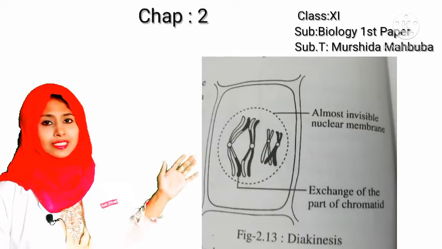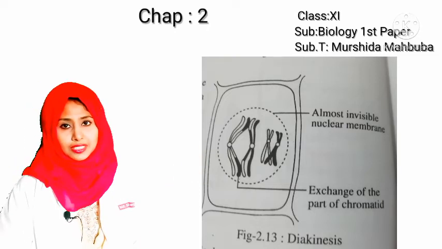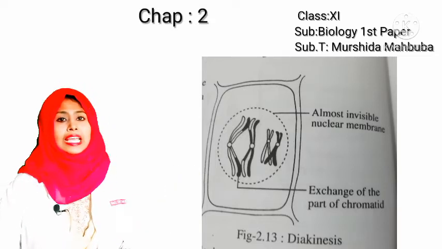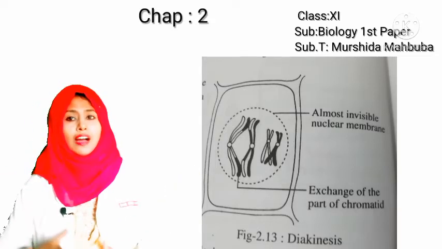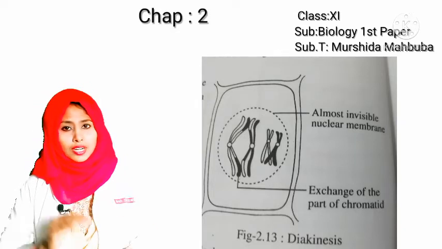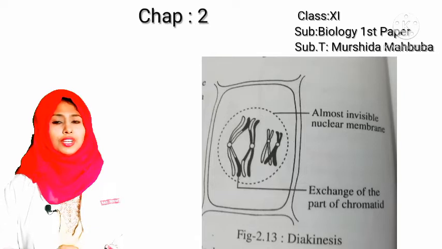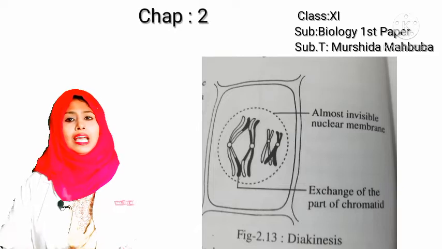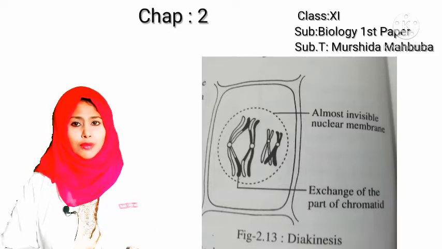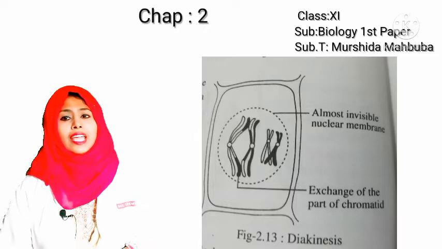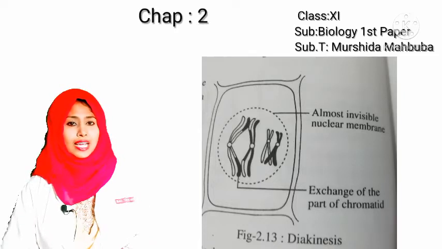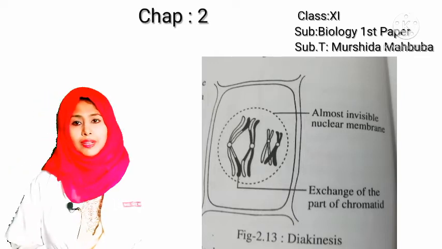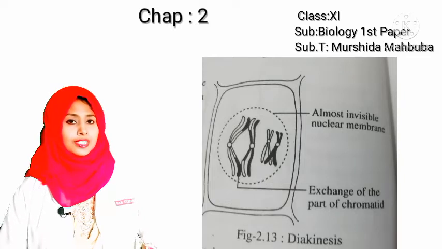Then diakinesis. Dia means other side and kinesis means division or arrangement. In this stage, the chromosomes become further thickened and shorter due to deposition of matrix. Terminalization is still going on and the part-exchanged chromosomes separate at the end of this step. This is known as complete terminalization. Nucleolus and nuclear membrane disappear at the end of this stage.